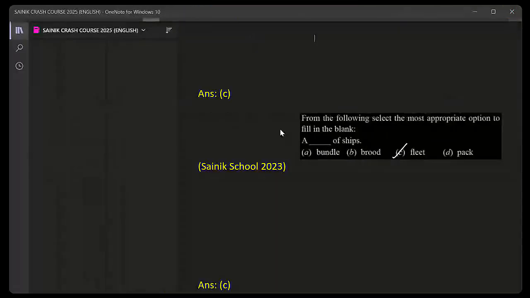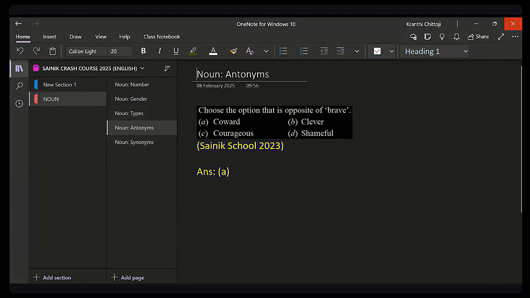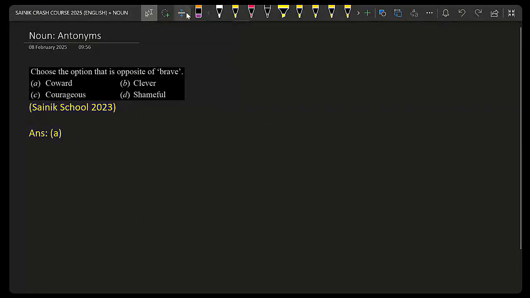Here, the types of noun we have completed. Now let us discuss some antonyms. I think you can see the answer already, but no problem. The option that is opposite of brave. I want the answer of each and every word. Be ready. Not only this question, I am going to ask all the others also. Himateja, can you answer this? Sir, the answer is clever, option B.